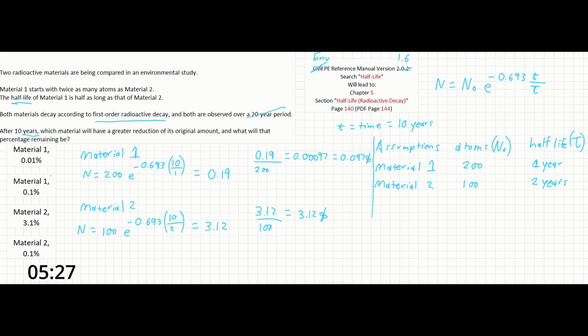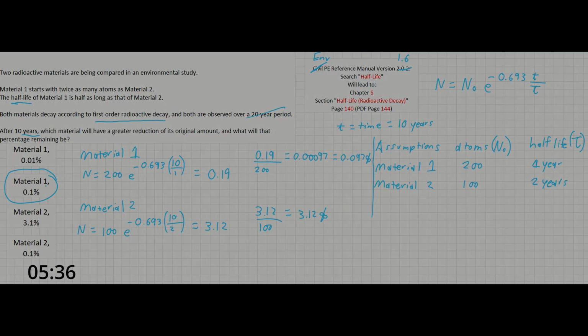0.1%. Don't confuse that when you round up and accidentally select 0.01 instead. So this problem is really easy to solve. This question is mostly just being presented to you to get you familiar with where radioactive decay and half-lives are in the reference manual, as well as giving people who are maybe experienced with this an instant recognition that material 1 is going to be the faster of the two to decay just because of its smaller half-life. And that's all it takes to solve this problem.